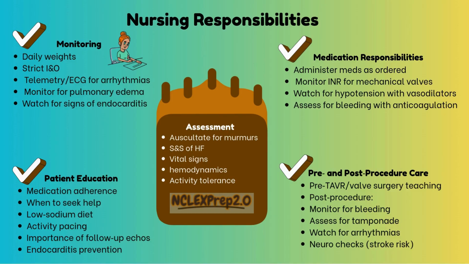In terms of medications, give medications as ordered. Also, you need to monitor the INR or PT-INR for patients with mechanical valves who will be on lifelong anticoagulation like warfarin, also called Coumadin. Watch for hypotension with vasodilators in case the patient is on medical management. Assess for bleeding with anticoagulation like warfarin.